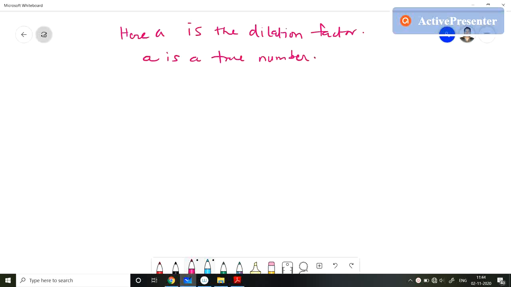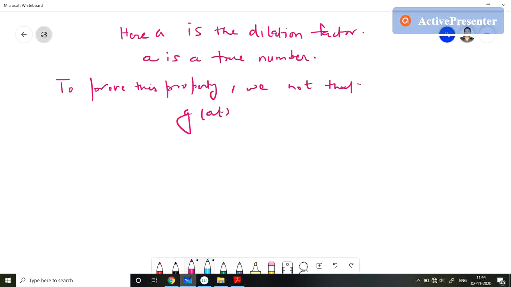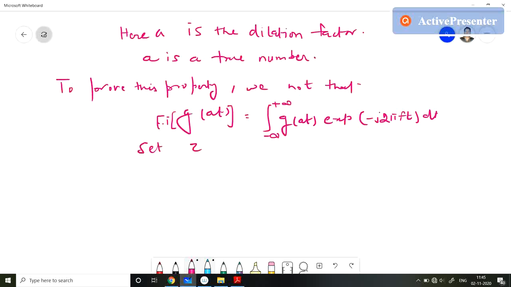So to prove this property, we note that if we have g(at), then the Fourier transform of g(at) is equal to the integral from minus infinity to plus infinity of g(at) exponential minus j 2 pi ft dt. Now let us set tau is equal to at.